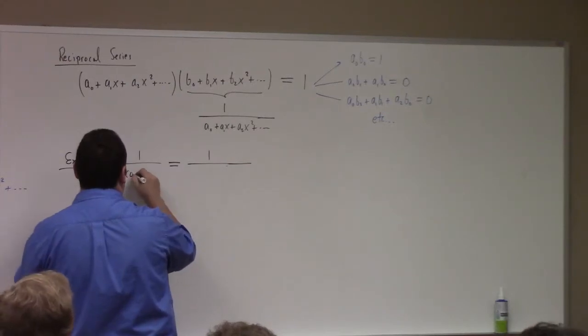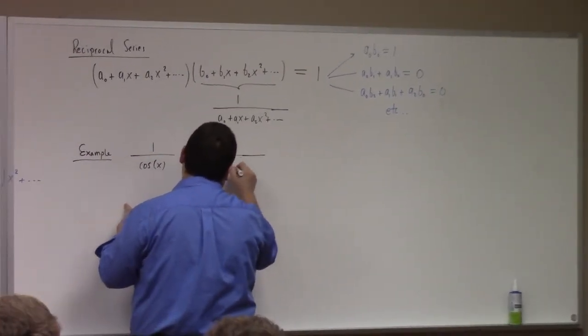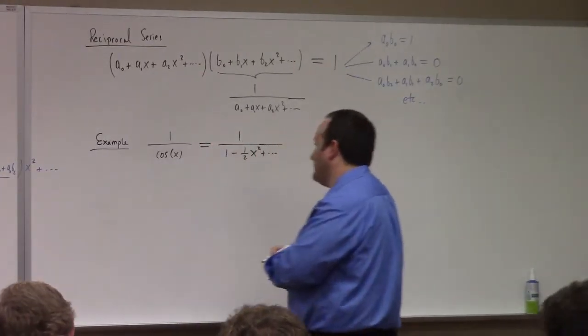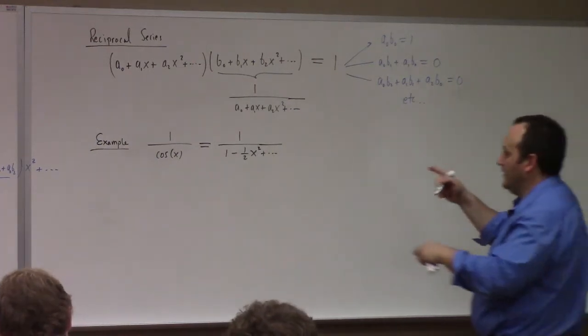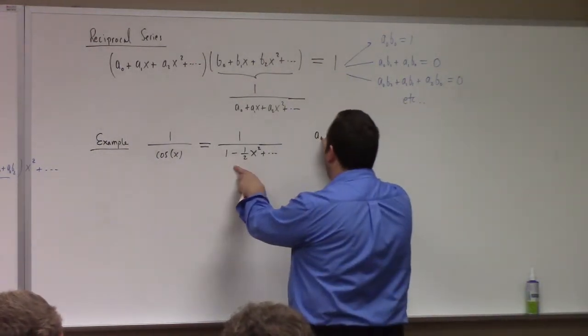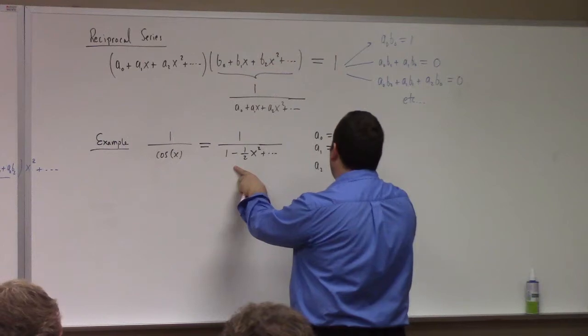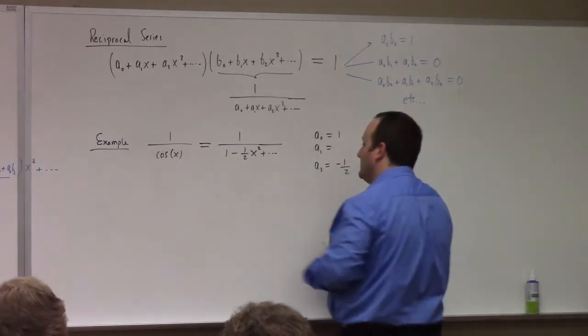How about this? What's the power series for cosine? So here you can see what we have. We have a0 is 1. We've got a2 is minus 1/2. What's a1? It's 0, right?